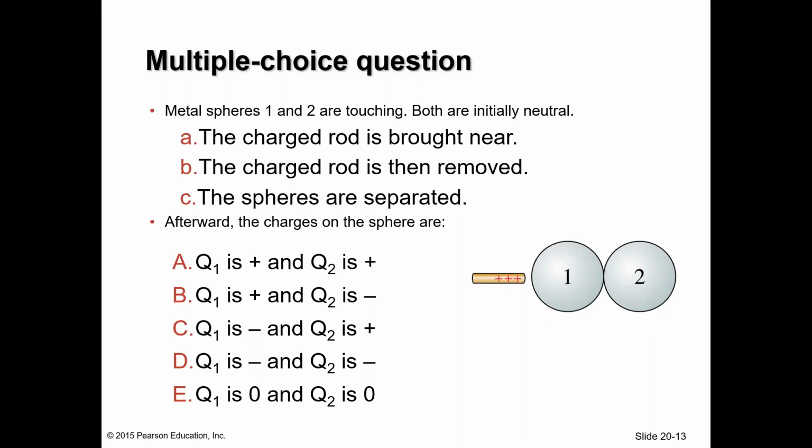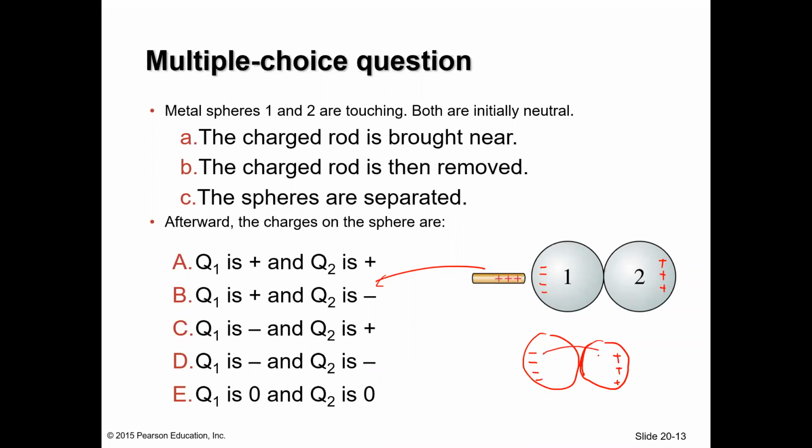So they are charged when you bring the rod near the metal balls, and because they are still touching, when you move that away, there would be redistribution of the charge because they are still touching. So this one becomes negatively charged, this one becomes positively charged, and when you move this away, they are still touching. So now they will redistribute.